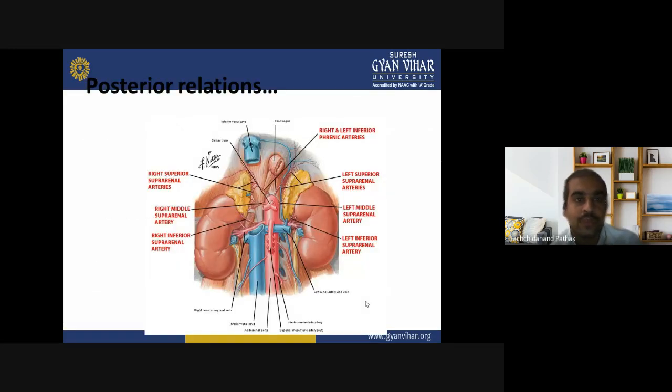Now these are the posterior relations: right and left inferior phrenic arteries, left superior suprarenal artery, left middle suprarenal artery, left inferior suprarenal artery, left renal artery and vein, inferior mesenteric artery, inferior vena cava, right renal artery and vein, right superior suprarenal artery, right middle suprarenal artery, and the right inferior suprarenal artery will be there.